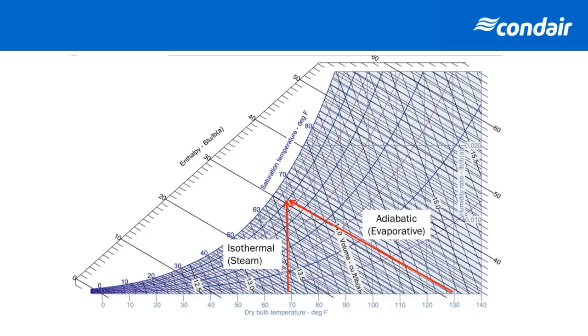Rule of thumb for humidification on the cycle chart, for isothermal or the steam products, your humidity add will be a vertical line on the graph, and for the adiabatic evaporative technologies, you'll have to follow the enthalpy line on the side as there's no energy added to the system. So you'll have that diagonal line.